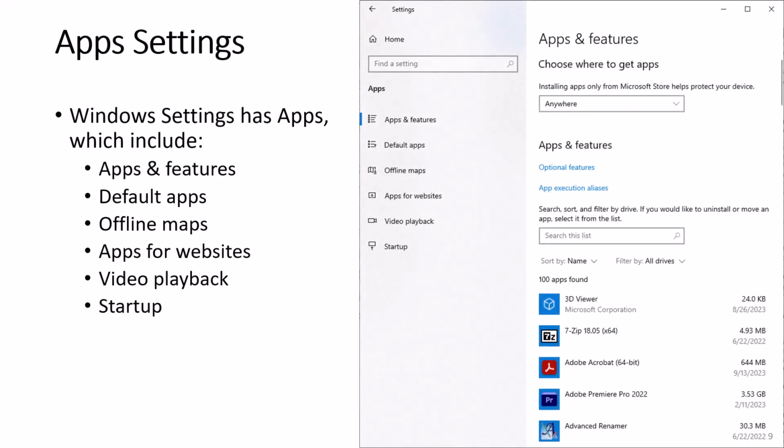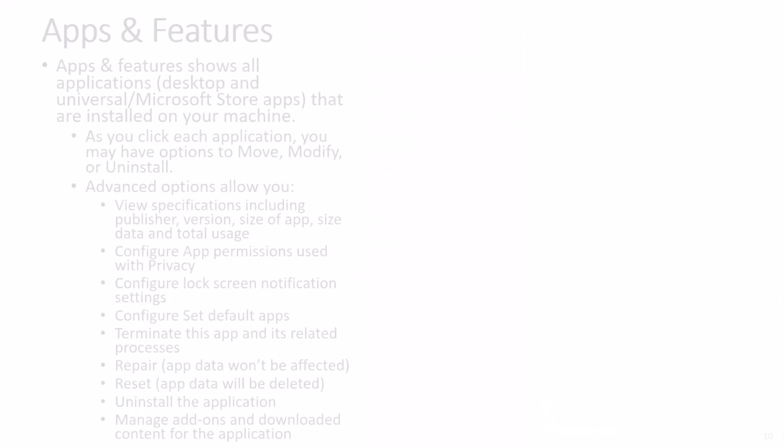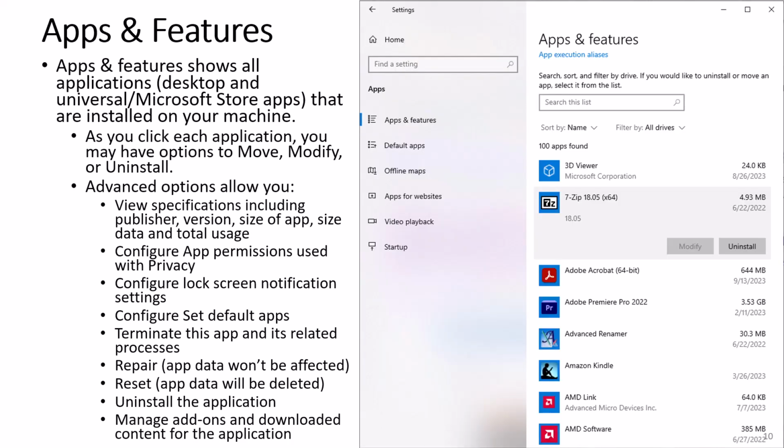Windows Settings has apps, which includes apps and features, default apps, offline maps, apps for websites, video playback, and startup. Apps and features shows all applications, desktop, and Universal/Microsoft Store apps that are installed on your machine. As you click each application, you may have options to move, modify, or uninstall.